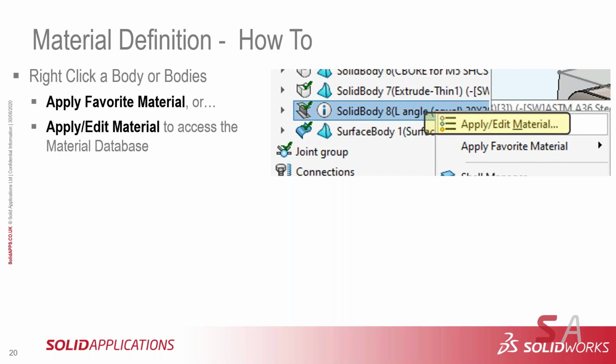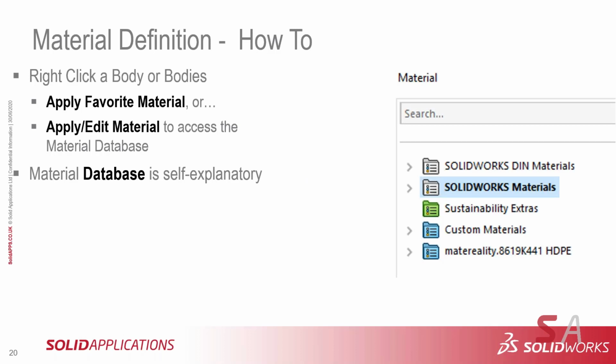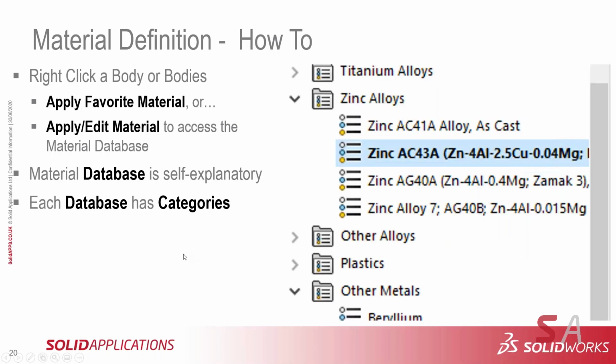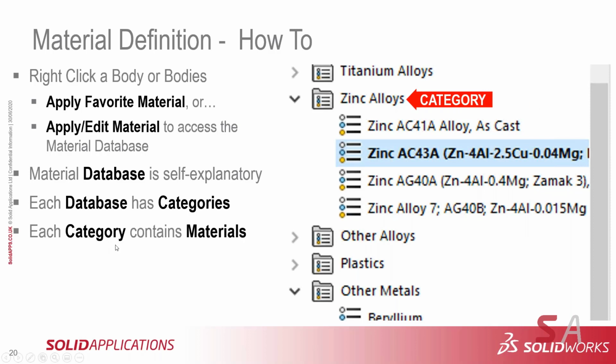You can apply or edit a material, and that'll bring you right to the material database. That's typically how I work, and I'm usually going to be using either the standard SOLIDWORKS or the SOLIDWORKS DIN materials. So the database is pretty self-explanatory. It's just a hierarchy. It has categories within each of those databases. Like here's the zinc alloys category, and within the categories, it will have materials like this zinc AC43A.